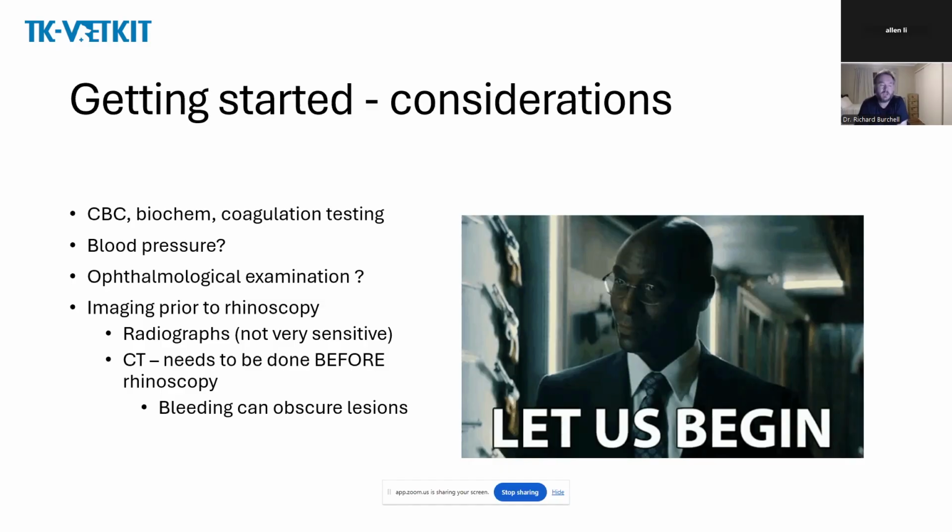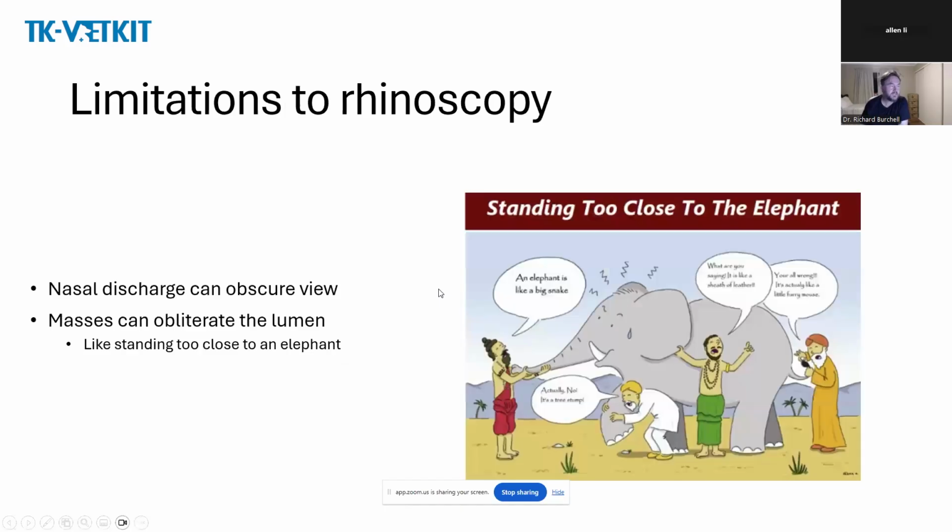Now, I will often do rhinoscopy without doing a CT, but I'm always going to have that conversation with the owner about the fact that rhinoscopy has its limitations. So particularly if you have tumors that are submucosal or they're deep within the nasal tissue, they may not be readily identifiable on a rhinoscopy, and there might be exudate inside the nose that limits visibility, and so you might miss a lesion. I always have that conversation with owners prior to that.